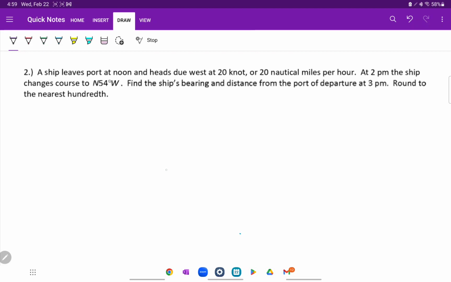I'm going to start with my diagram. Here's port, and our ship travels due west for 2 hours, because we go from noon to 2 o'clock before they change direction. And 2 hours at 20 miles per hour gives us a distance of 40 miles. Then we're changing to a specific bearing. When they give us a bearing like this, we need to start with a due north line, because they told us to start with north. And then we want to rotate 54 degrees to the west side, which would be the left side.